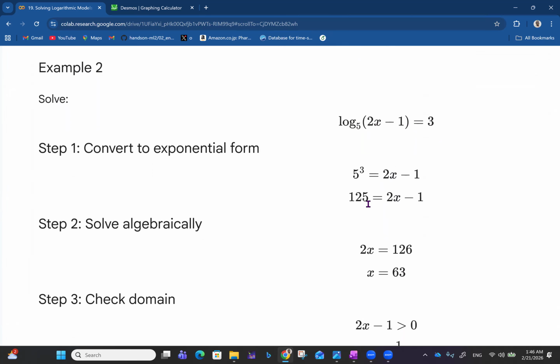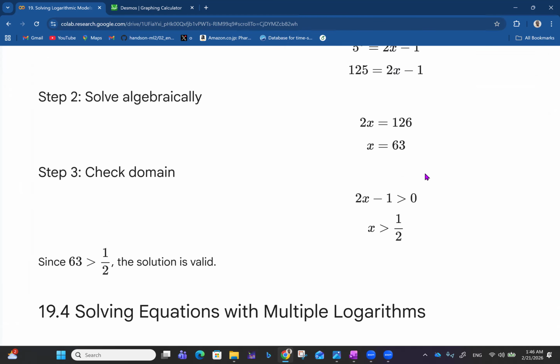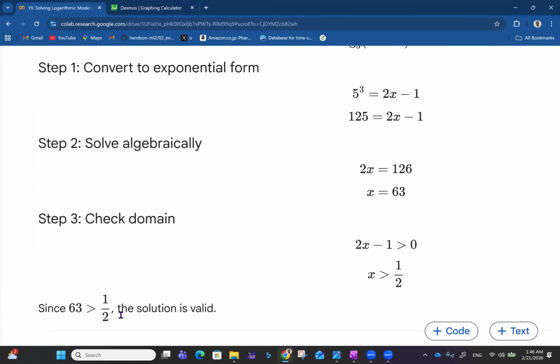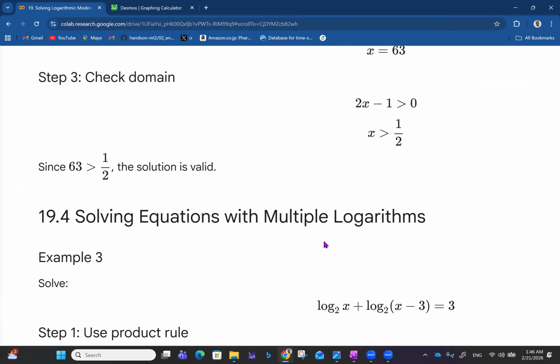That means we have 125 plus 1, which is 126, equals 2x. So divide 126 by 2, we have x is 63. And since, of course, the domain check is coming here, x is greater than half, just like we already did. And since 63 is greater than half, the solution is valid.